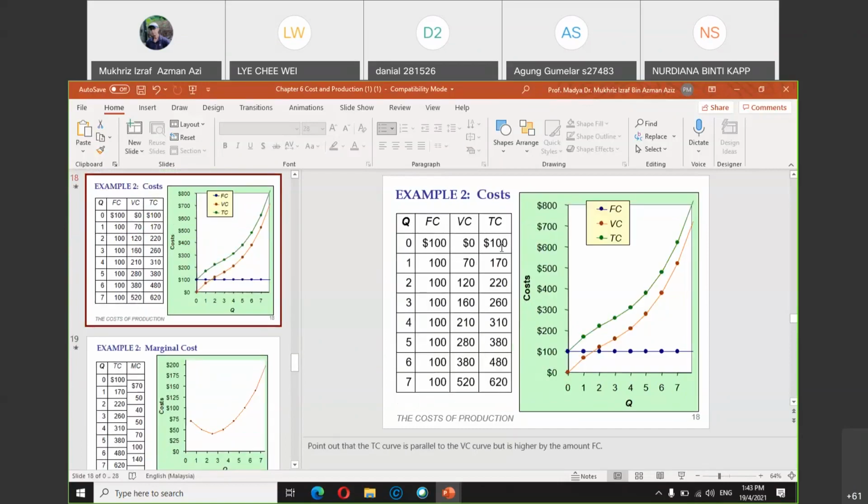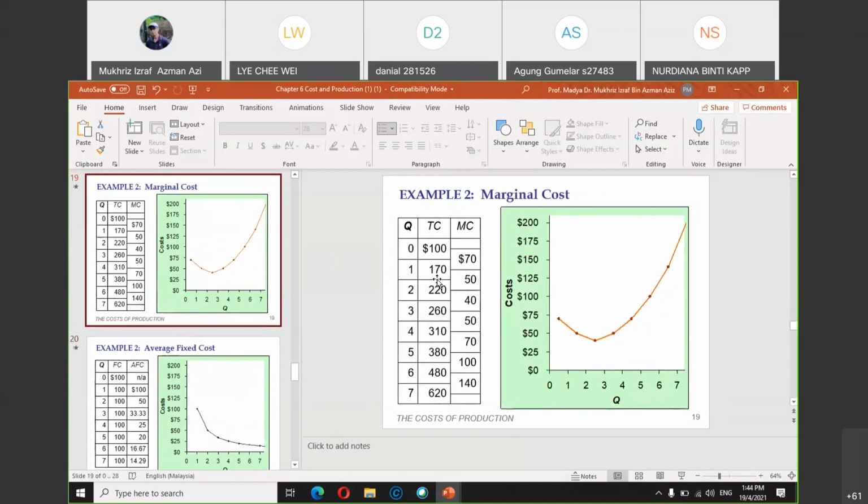In this example, when you calculate the marginal cost, again, how you calculate marginal cost is the change in total cost divided by the change in output. You can see this application in this slide. So 170 minus 100 gives 70, divided by 1 minus 0, which is 1. Because the change is every 1 unit, the MC is just the change in the total cost. So 170 minus 100 divided by 1 minus 0, you get 70. 220 minus 170, divided by 2 minus 1, you get 50, and the rest.